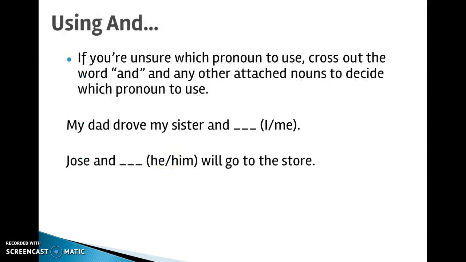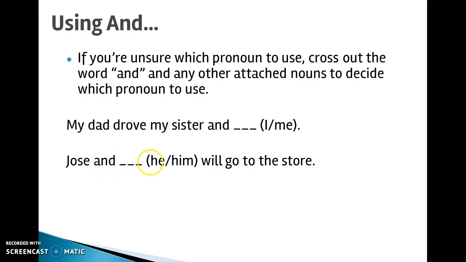Another situation is when we use "and." We need to be sure when using "and" that we use the correct subject or object pronoun, and a trick is simply to cross out anything standing in the way of that confusion. So, "My dad drove my sister and," is it "I" or "me"? We'll simply cross out "my sister" and I am left with the correct answer. "My dad drove me." Here I'm receiving the action, so I need the object pronoun.